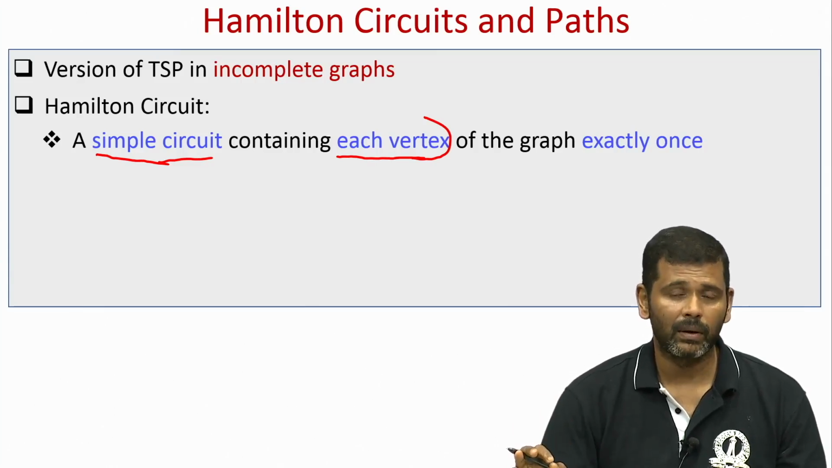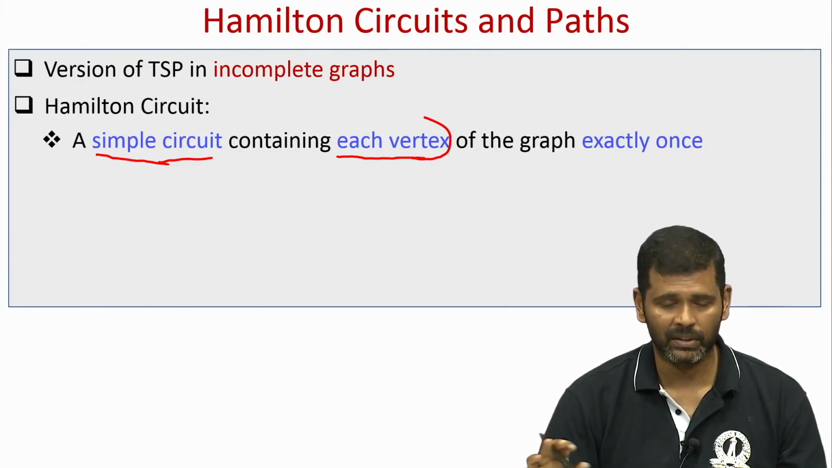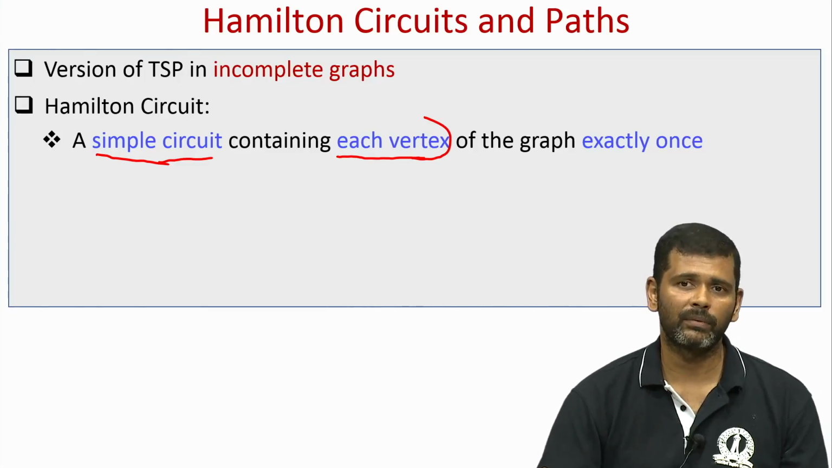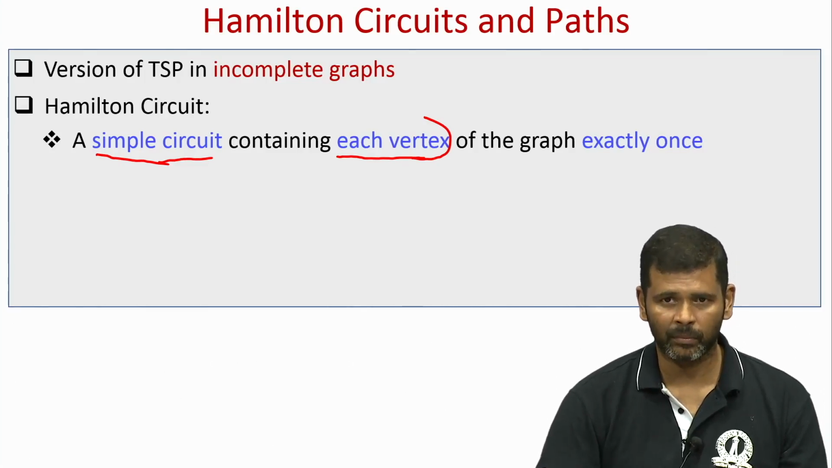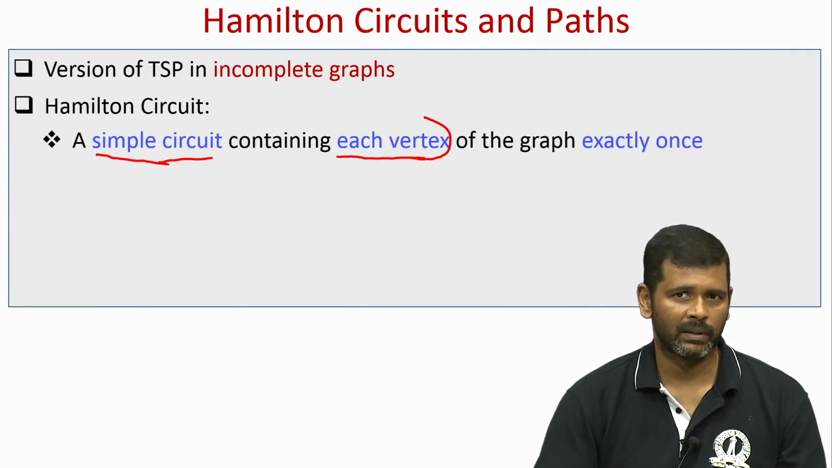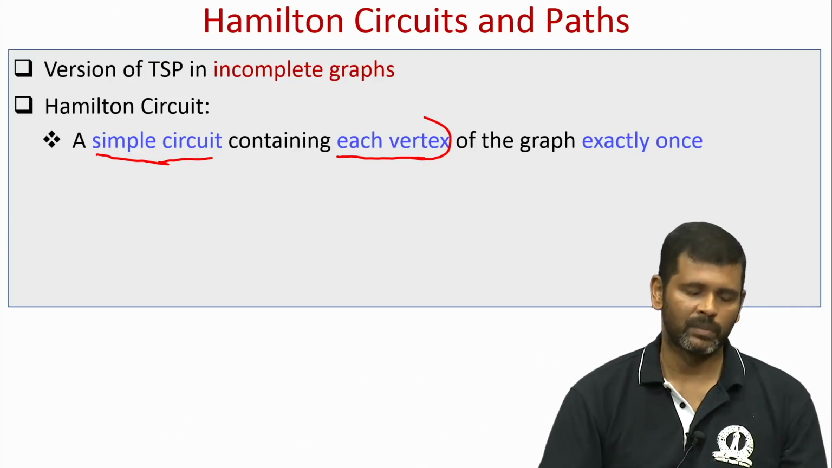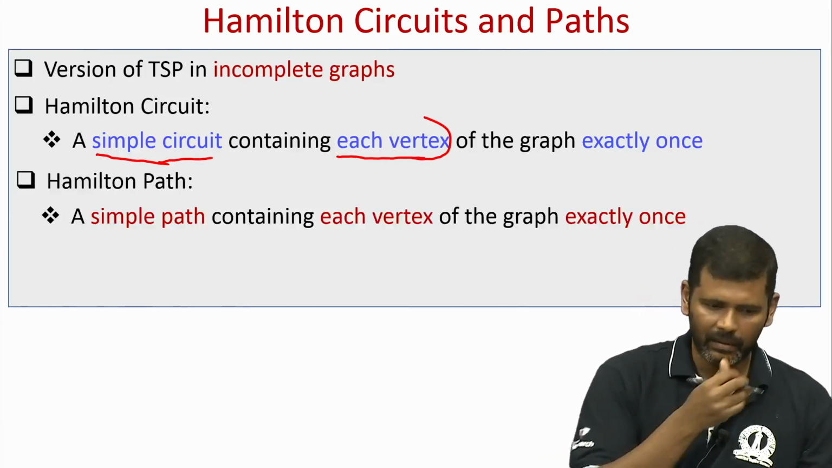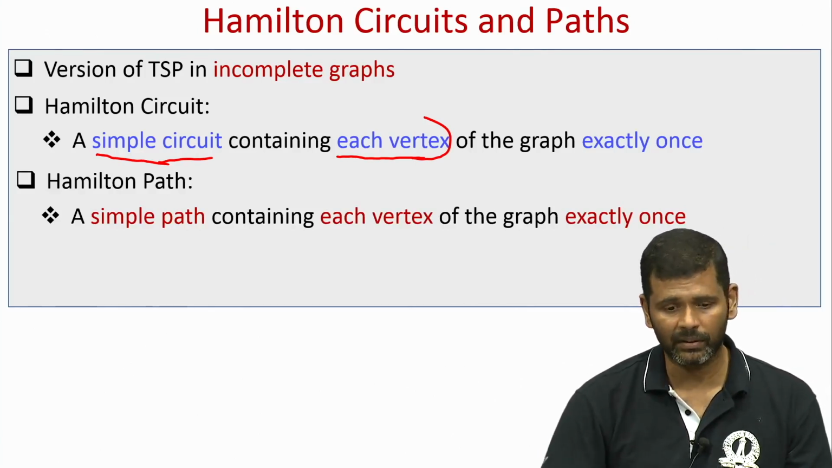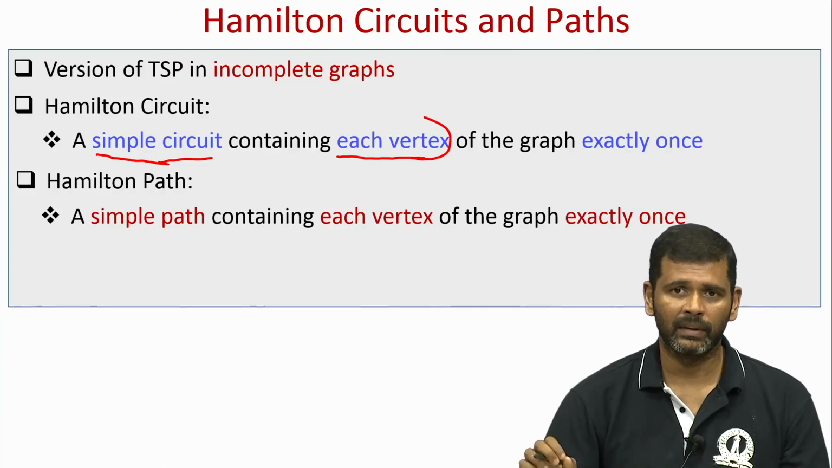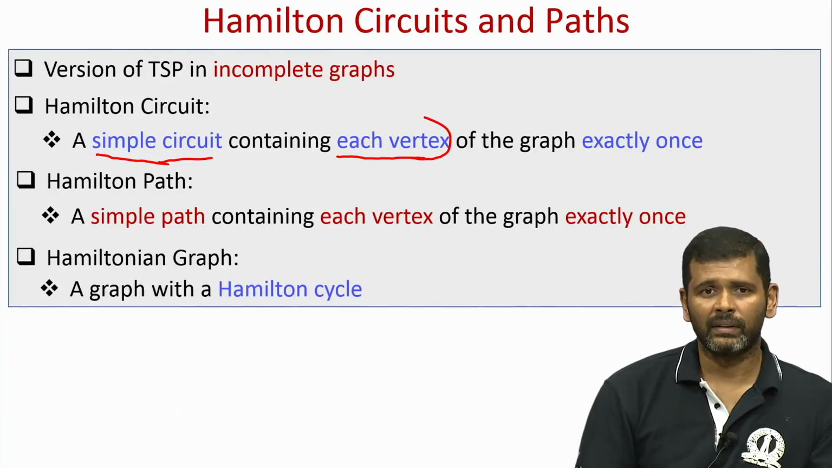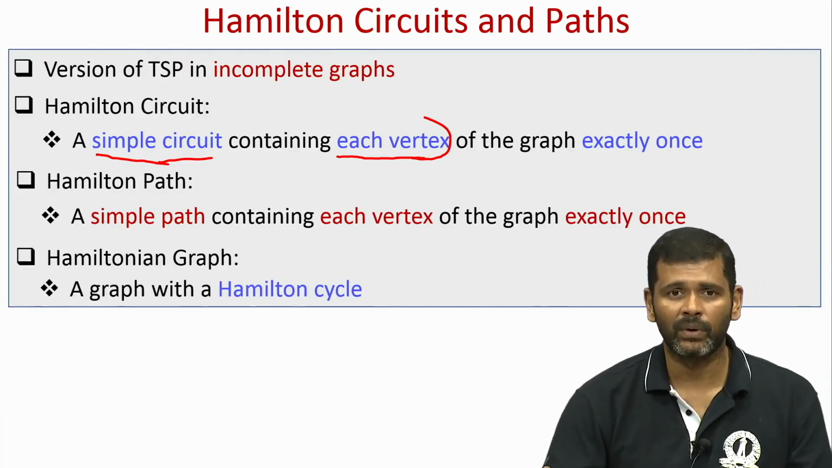That does not mean that all the edges of the graph are covered. So, this is different from your Euler circuit. In the Euler circuit the requirement was that all the edges should be covered as part of your tour. Here the requirement is that all the vertices should be covered, and no vertex should be repeated. Whereas a Hamiltonian path is a simple path. That means it need not start and end at the same vertex, and it should cover each vertex of the graph exactly once. We call a graph a Hamiltonian graph if it has at least one Hamiltonian cycle.